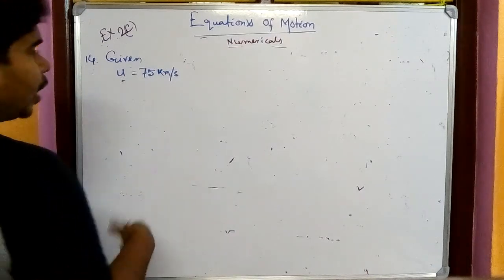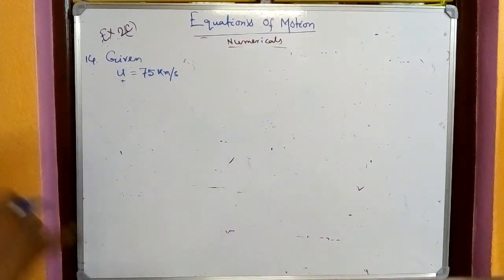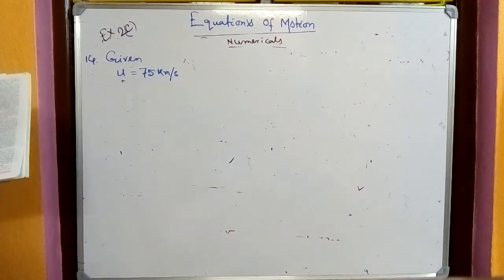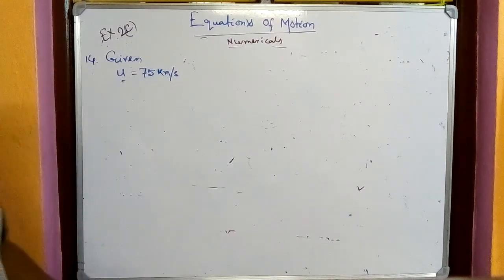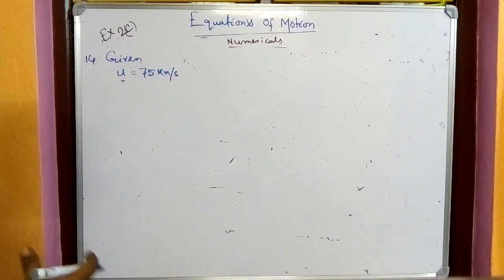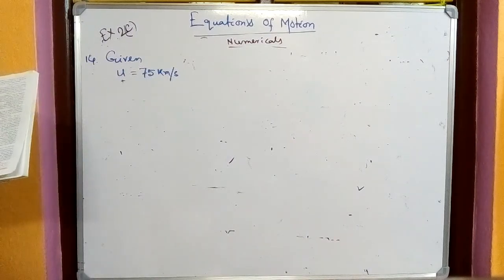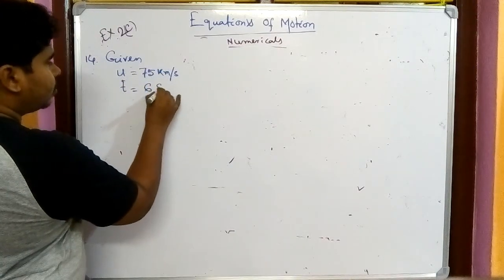Now you may ask, sir, can I convert it into meter per second? We can convert it, but see in which unit the answer has been asked. Based on that only we will change. Next, it fires its rocket motors. Rocket motors means such kind of motors that the speed of the spacecraft will be increased. So it fires its rocket motor for 6 seconds. So time t equals 6 seconds.